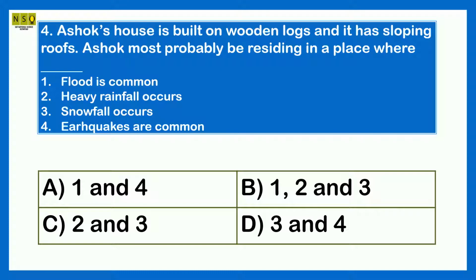Ashok's house is built on wooden logs and it has sloping roofs. Ashok most probably be residing in a place where dash 1. Flood is common, 2. Heavy rainfall occurs, 3. Snowfall occurs, 4. Earthquakes are common. The answer is 1, 2 and 3. House that is built on wooden logs and it has sloping roofs, they are called as stilt houses. Stilt houses are common in places where flood is common, heavy rainfall occurs and snowfall occurs.